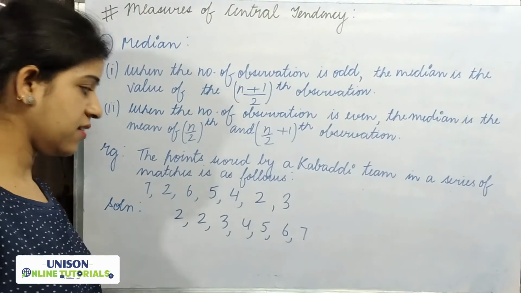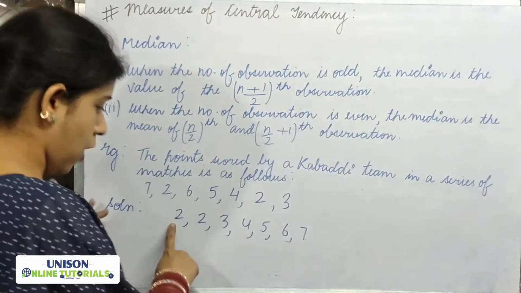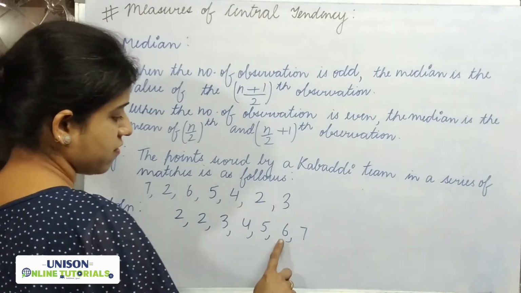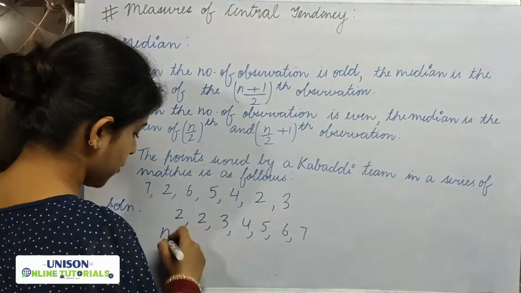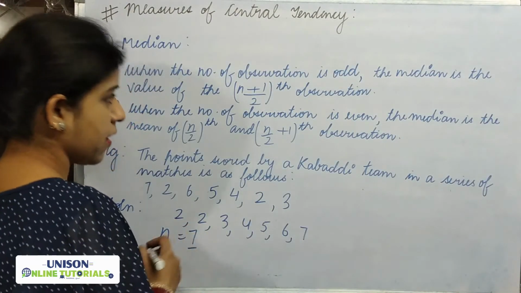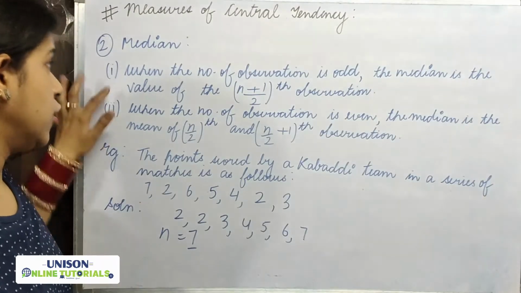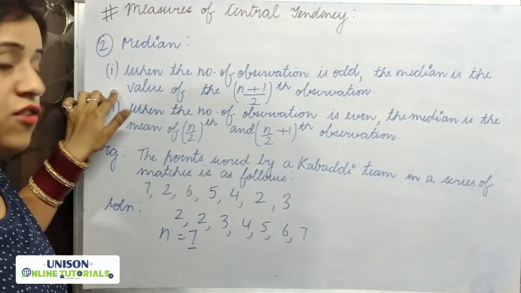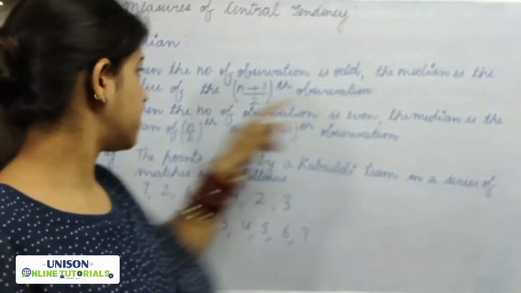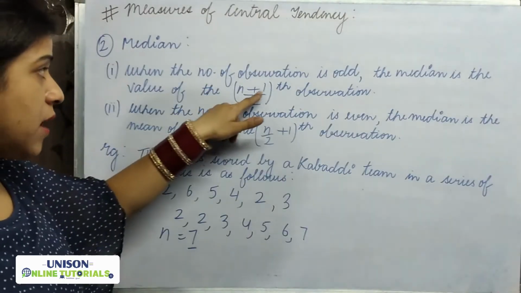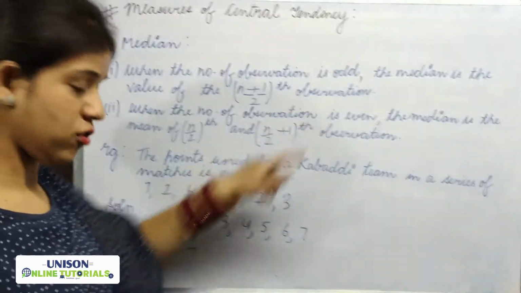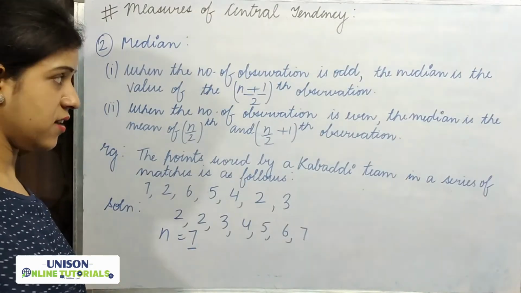Here in this case, the number of observations is 1, 2, 3, 4, 5, 6, 7. So the number of observations is 7, that is an odd number. So when the number of observations is odd, the median is the value of the (n plus 1) by 2 observation. So in this case, n is 7.